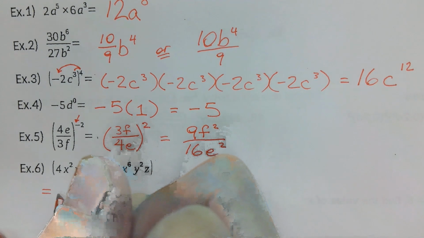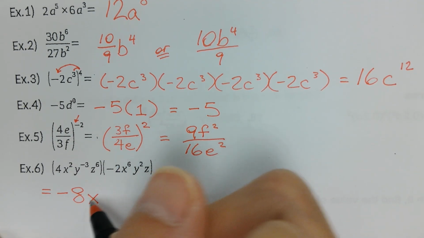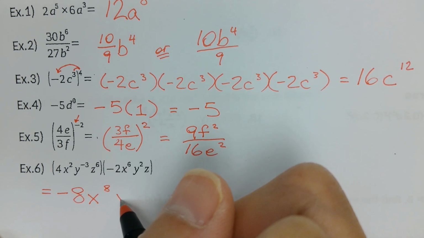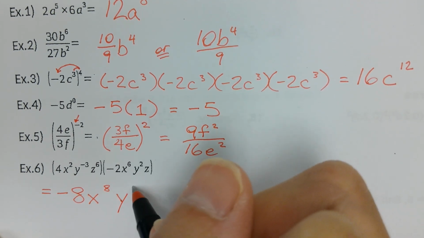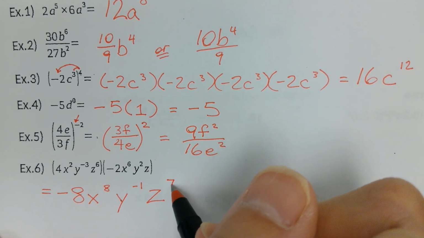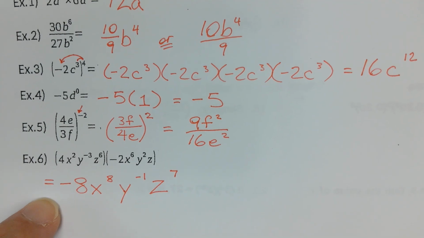Antonia? I got -8 times x to the power of 8 times 1 over y, or y to the power of -1, times z to the power of 7. Perfect. How many of you got this answer?